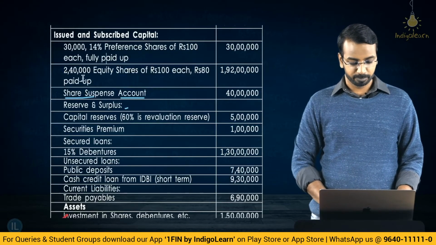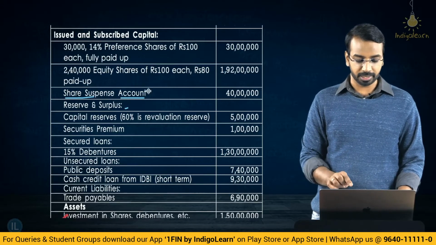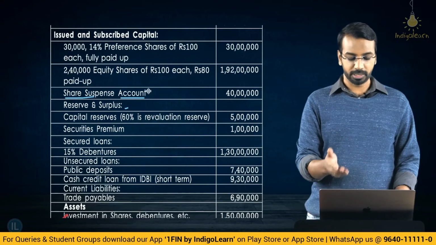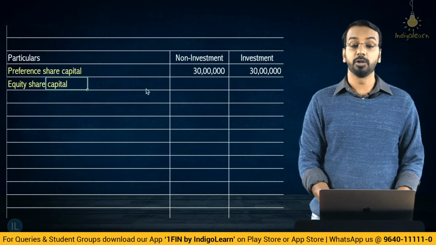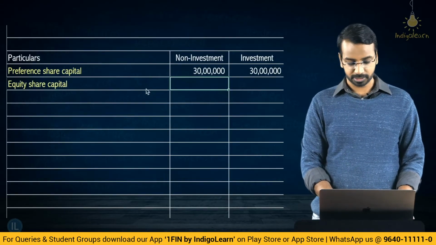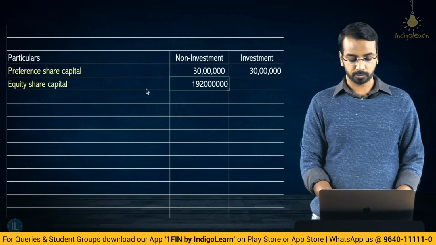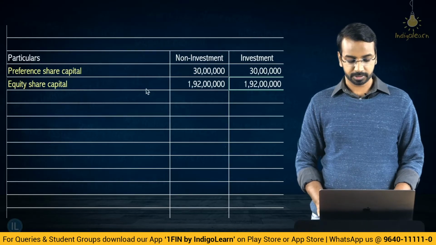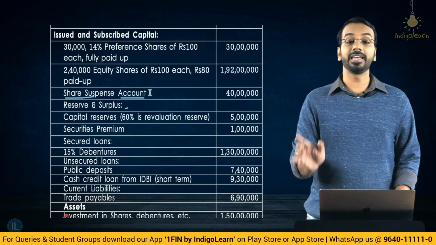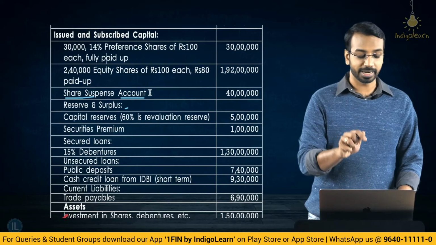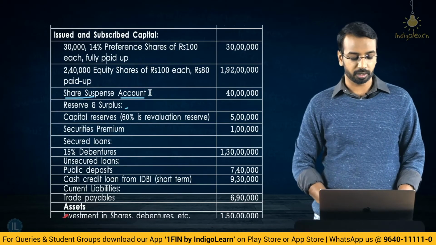Okay. Then equity shares of rupees 100 each, 80 paid up. So will that be a part of it? Yes, obviously. So equity share capital will be a part of your effective capital, which is, how much was that? 1 crore 92 lakhs. Then share suspense account. Will we include share suspense account? We will not include, because that is share application money not yet allotted, right?